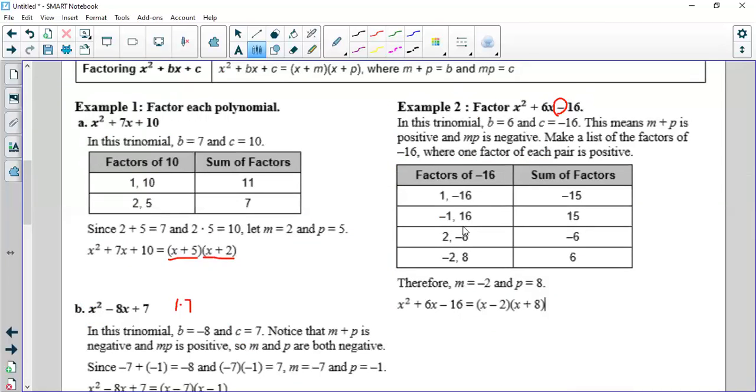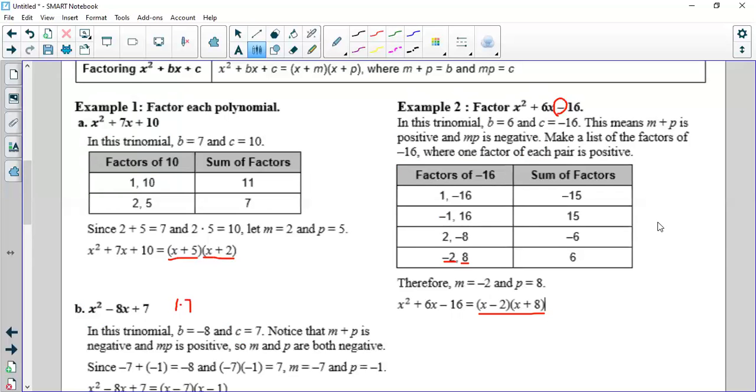So factors of 16, they got 1 and 16. They got 2 and 8. Well, 2 and 8 subtract to make 6. And if I have a 2 and an 8, 2 and negative 8 makes negative 6, but I'm trying to make positive 6. Negative 2 and positive 8 makes positive 6. There we go. So negative 2 is my first factor, and positive 8 is my second factor. So negative 2 and positive 8 goes into my parentheses.